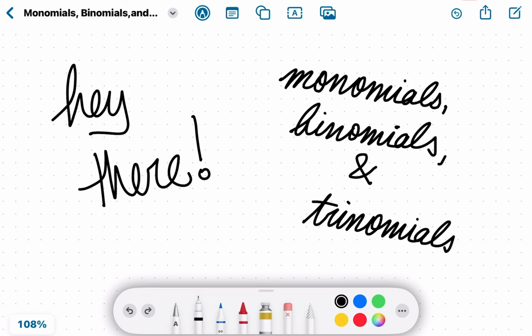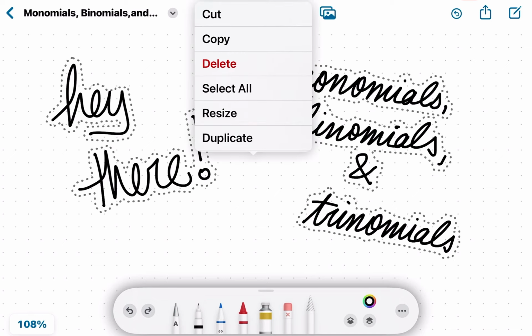Today we're going to be talking about monomials, binomials, and trinomials. Now, I know they sound super complicated, but I can assure you they're really not. The definition's actually super simple and pretty easy to learn. Basically, they indicate how many terms there are in an expression. And what is a term? Well, that's what we're going to find out right now.